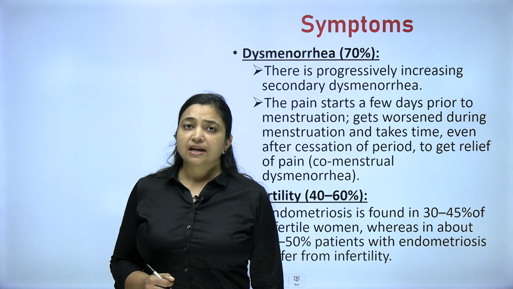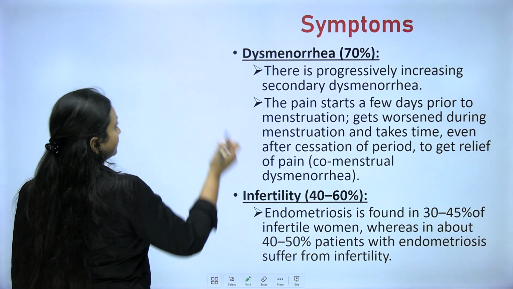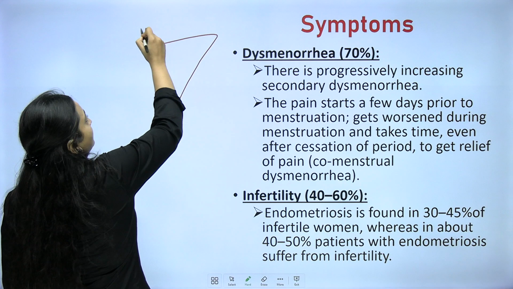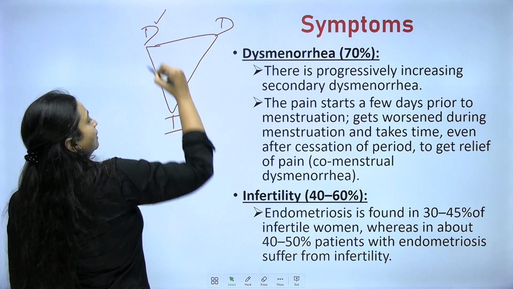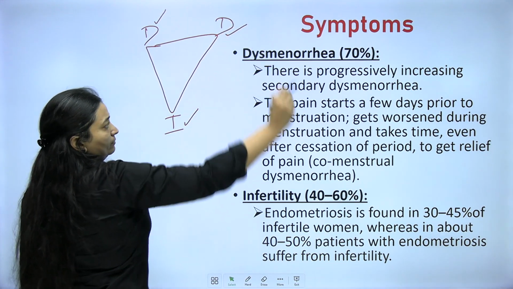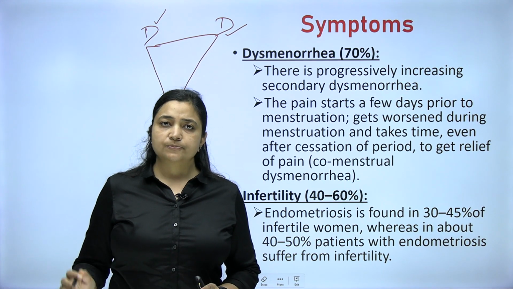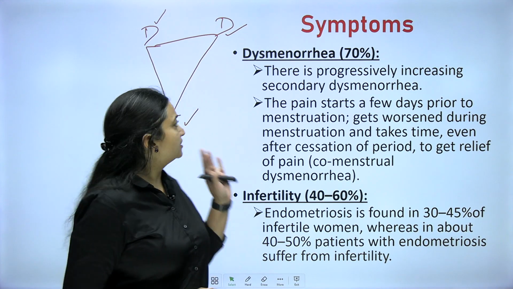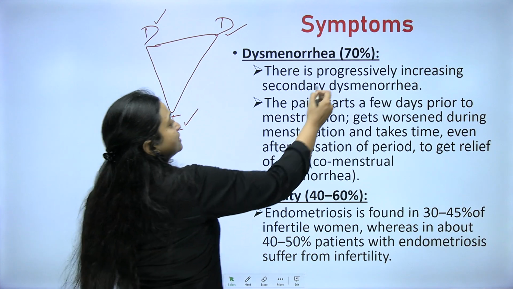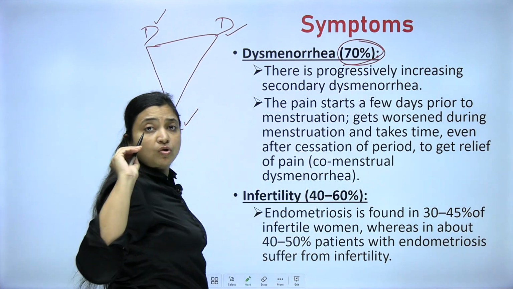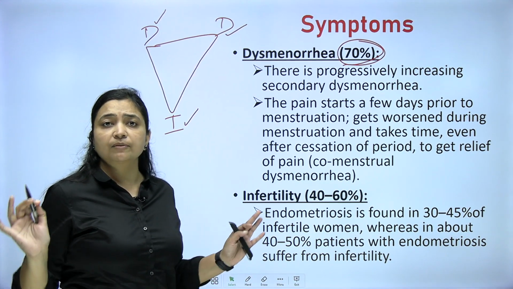Now what are the symptoms? Classical symptoms of endometriosis are a triad, D, D, I: dysmenorrhea, infertility, dyspareunia. Classical triad, dysmenorrhea, infertility and dyspareunia. If we are describing endometriosis, these 3 symptoms have to be there, rest all are secondary. In about 70% of cases, that is too high an incidence, the presenting complaint is dysmenorrhea, that is very painful bleeding.